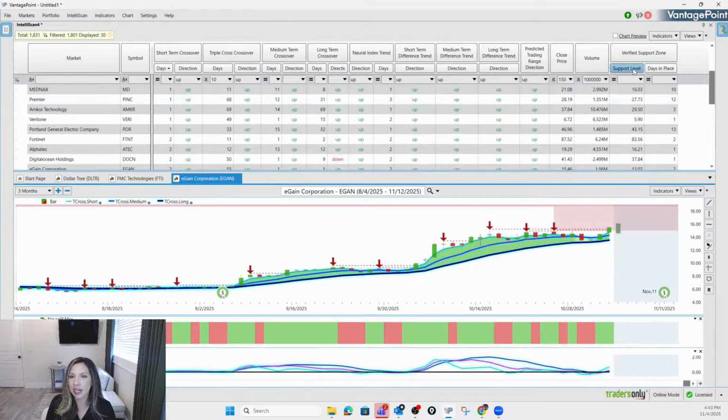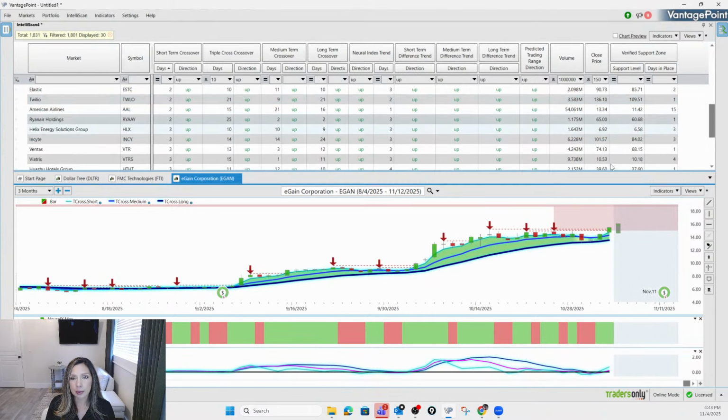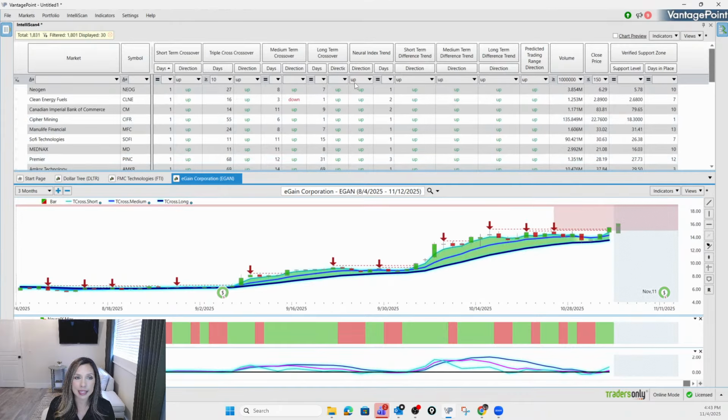So again, you can identify that support level and price. You could even put that right next to close price so you can see how close that close price is. Is close price, the price per share where price action closed yesterday, how close is it to that support level? Are we likely just bouncing off of that level? So you can compare and contrast from that standpoint as well. You could also use resistance to identify potential profit targets. So lots of great different ways to utilize the IntelliScan.